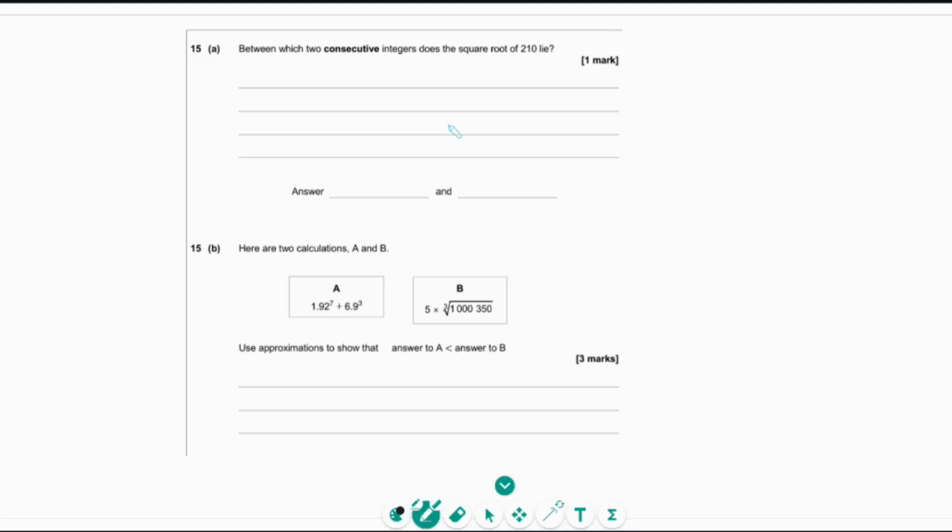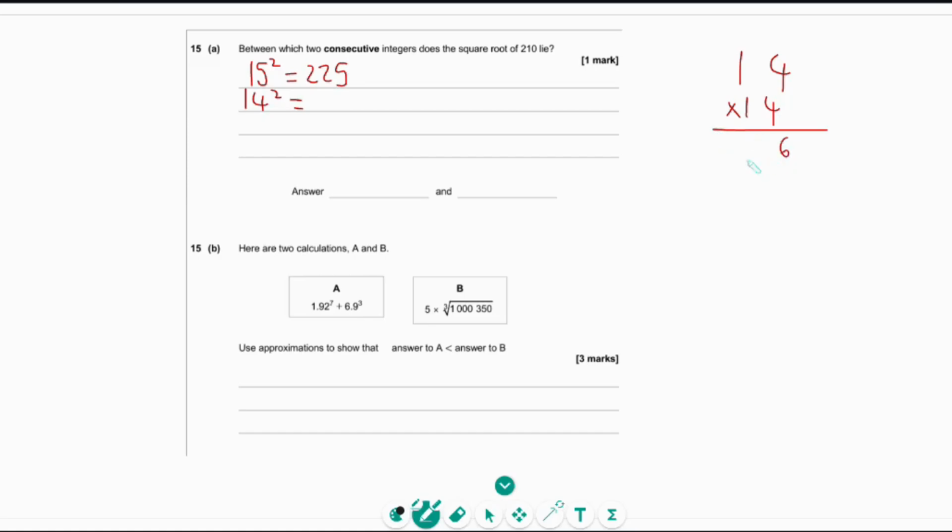Between which two consecutive integers does the square root of 210 lie? So we can't square root 210, but which numbers squared lie either side? I just happen to know that 15 squared is 225. So 14 squared is going to have to lie on the other side. What is 14 squared? I don't know that one.